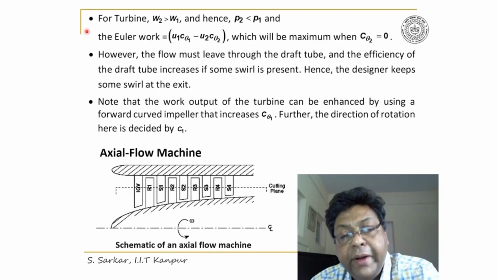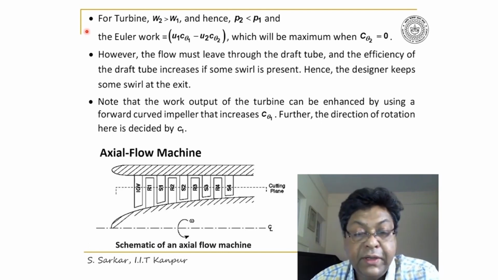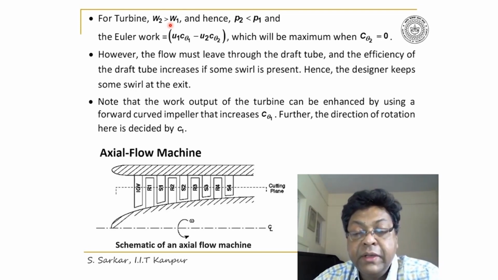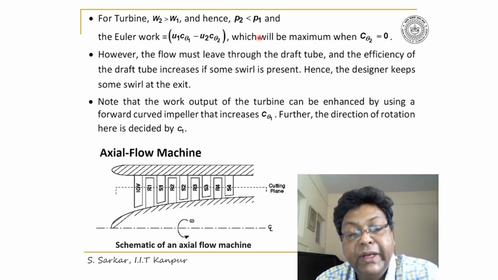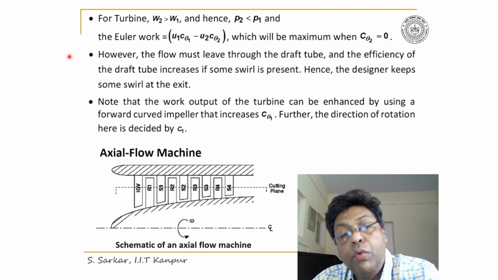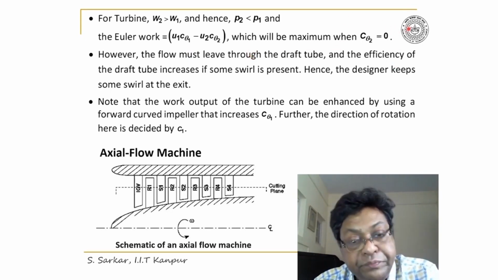I have written here what I have stated earlier, that for a turbine, relative velocity will accelerate. That is why W2 is greater than W1, and thereby P2 will be less than P1. Hence, the exit pressure would be less than or equal to the inlet pressure. And the Euler work is given by U1 C theta 1 minus U2 into C theta 2, which becomes maximum when C theta 2 is equal to 0.